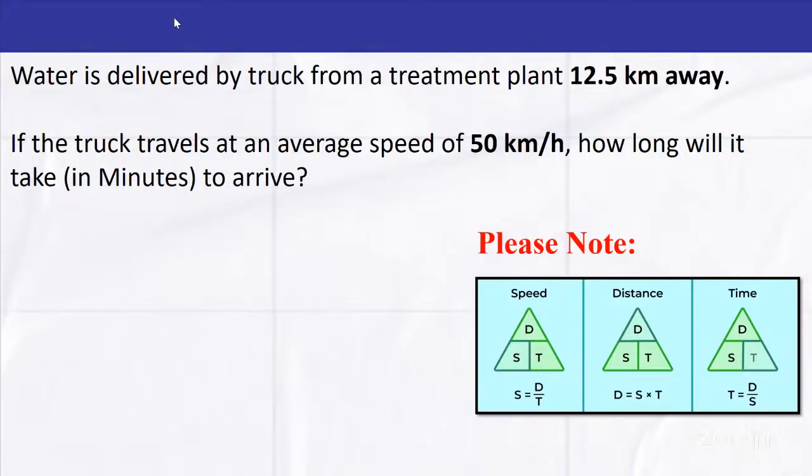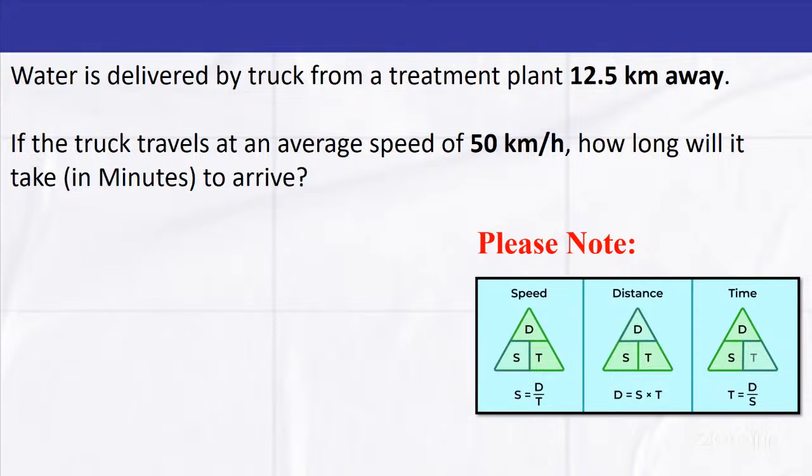You can type in the chat, or you can raise your hand and we will open mic for you. When we say we're traveling at an average speed of 50 kilometers per hour, what are we talking about? DJ Ray says the kilometers you travel per hour. Very good. So for every hour, you're covering 50 kilometers. And so we need to travel a total distance of 12.5 kilometers.